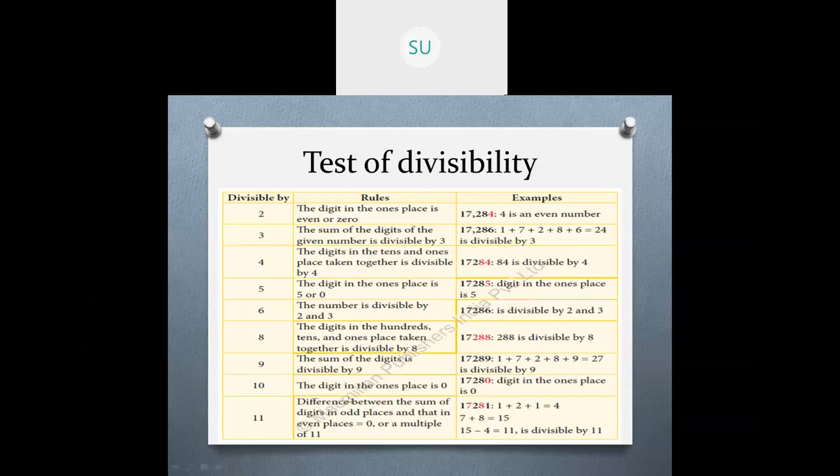Alright, now 10. The divisibility rule for 10. If the digit in the 1's place is 0, then the number is divisible by 10. If the number ends with a 0, then the number will be divisible by 10. Okay, so this is the easiest divisibility rule.